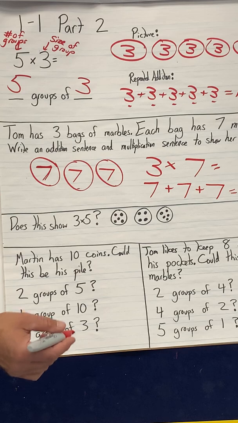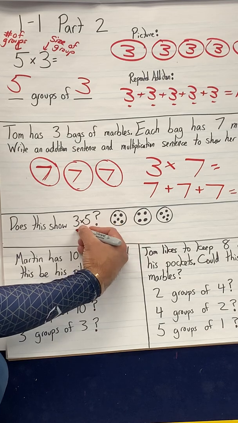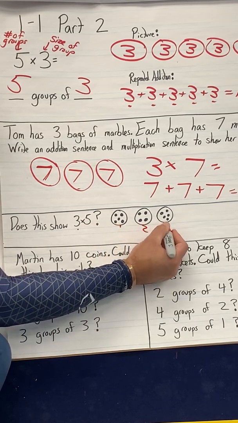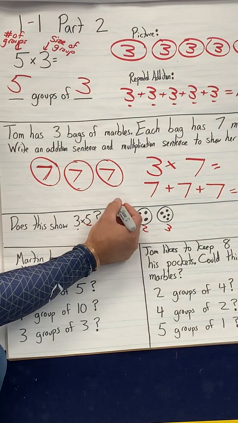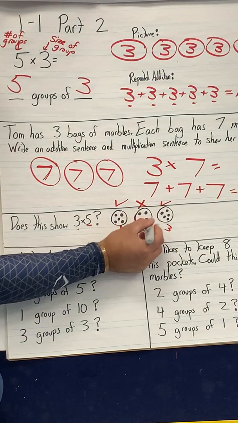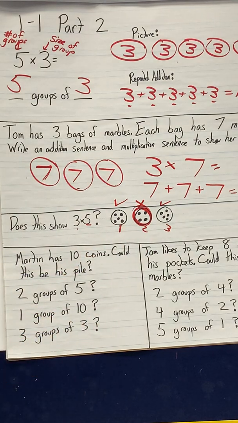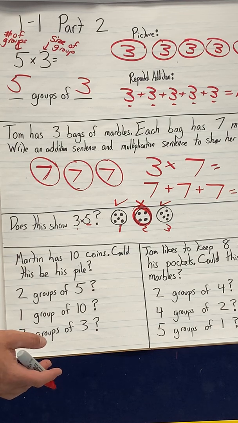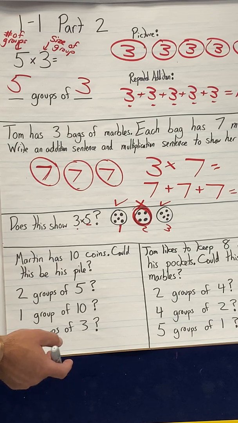Okay, so does this show 3 times 5? I got a picture here, 3 times 5. Does this show 3 times 5? Well, let's see. 2 things to check for. 1, is it 3 groups? 1, 2, 3. Sure. Second part, is there 5 in each group? 5, 4, 5. So no, because of this group here, this does not show 3 times 5. And if they asked why it does not show 3 times 5, well, because they're not equal groups. So it can never be 3 times 5 if it's not equal groups. It's 3 groups, yes, but there is not 5 in each group.